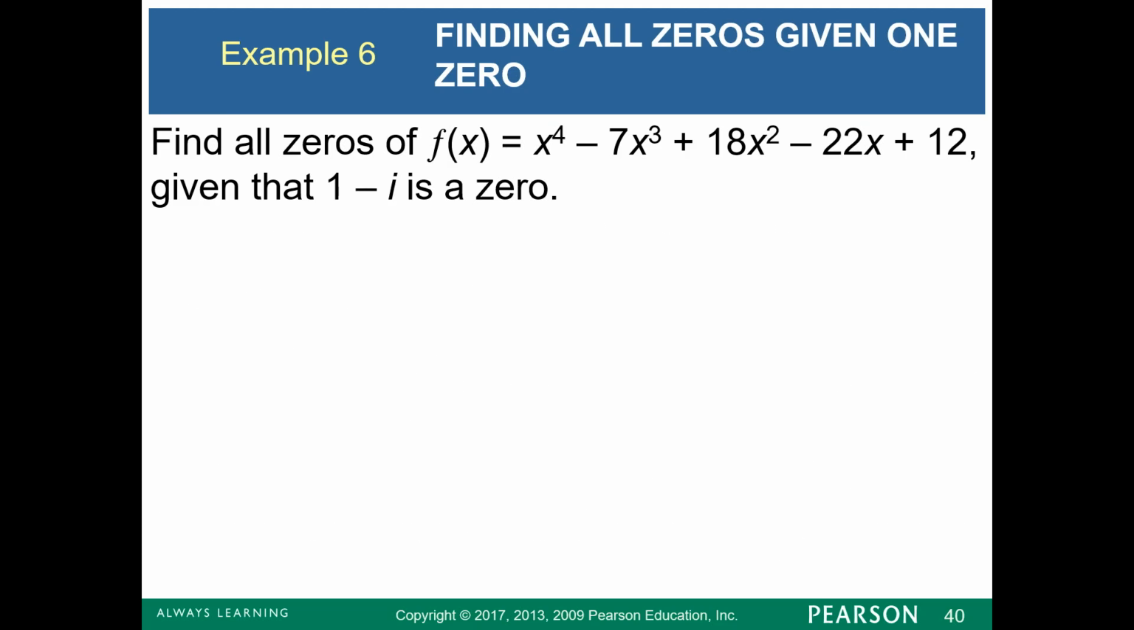Okay. Can you read this? Find all zeros of f(x). f of x equal to x to the power 4 minus 7x cubed plus 18x squared minus 22x plus 12, given that 1 minus i is a zero. Right? So 1 minus i is a zero.